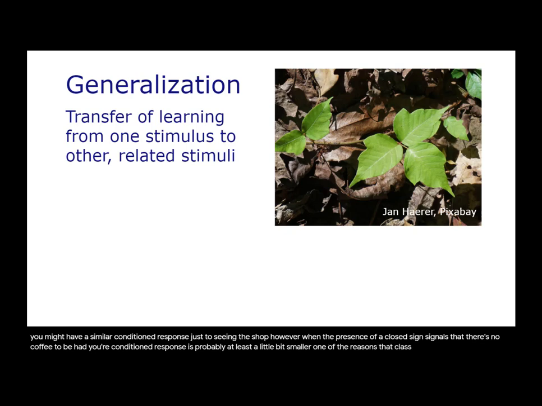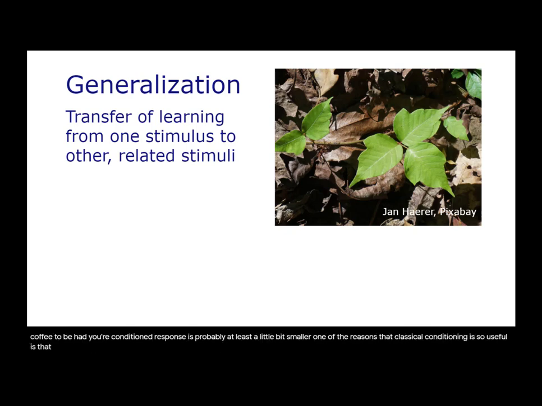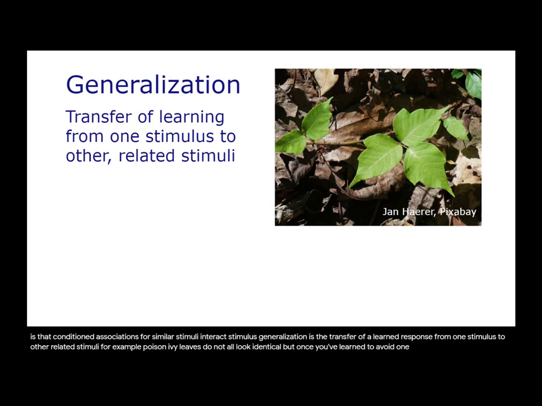One of the reasons that classical conditioning is so useful is that conditioned associations for similar stimuli interact. Stimulus generalization is the transfer of a learned response from one stimulus to other related stimuli. For example, poison ivy leaves do not all look identical, but once you've learned to avoid one, usually you get pretty good at avoiding them all. If you're lost in the woods, it would be very inconvenient to have to learn not to touch poison ivy leaves from scratch with every single leaf.